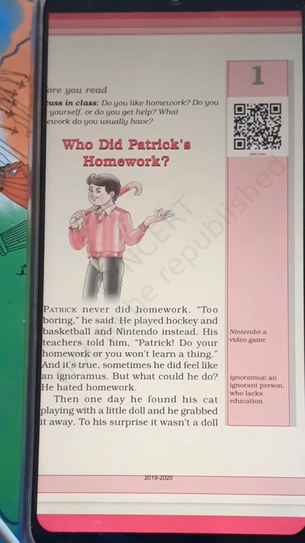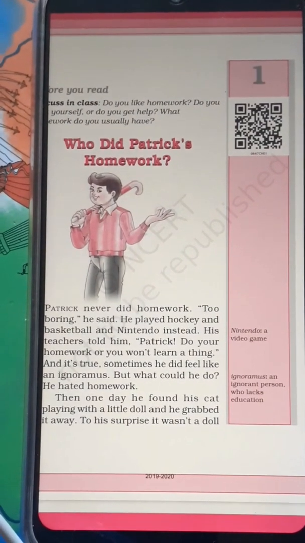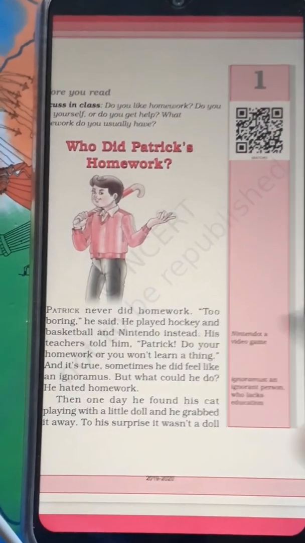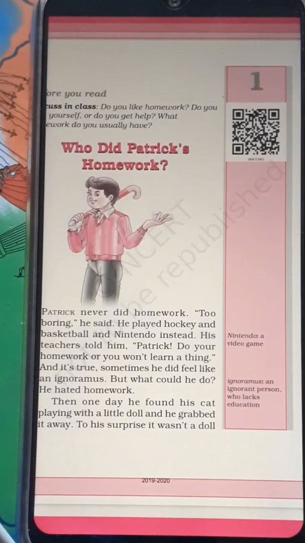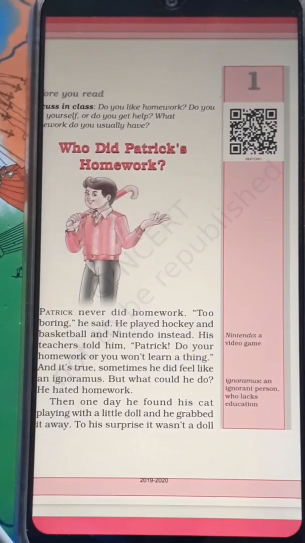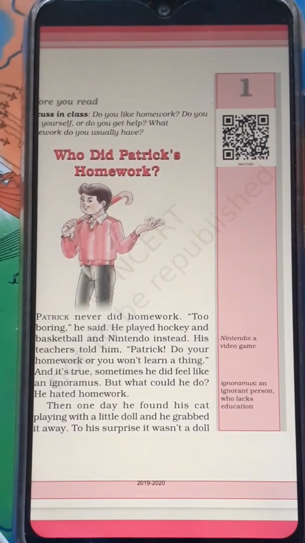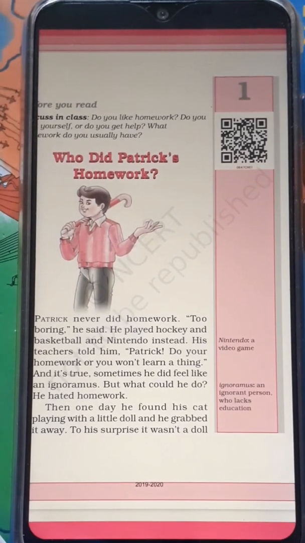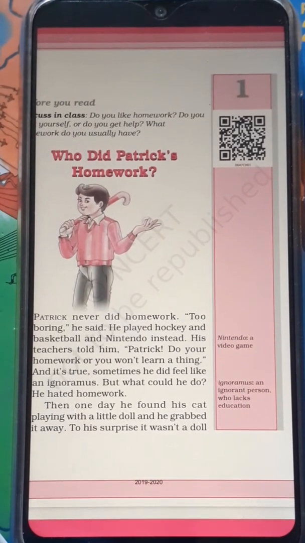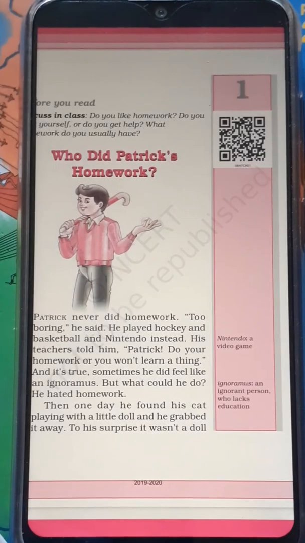Alright, so basically we are going to study about Patrick and his struggles with books and doing homework on a regular basis. Now in the next slide I'll be taking you to my mobile screen and then giving you a detailed explanation of this chapter. Stay tuned.